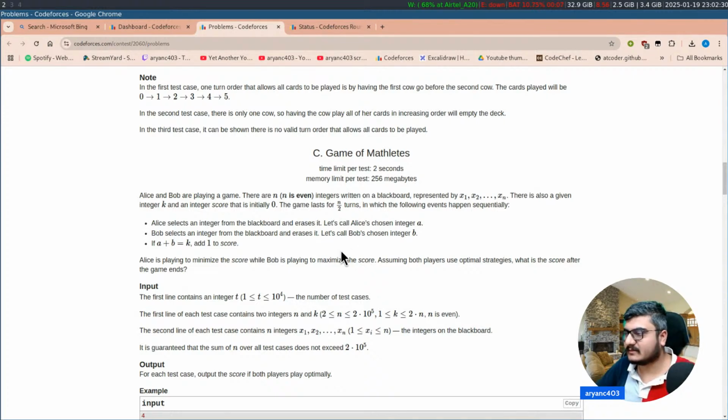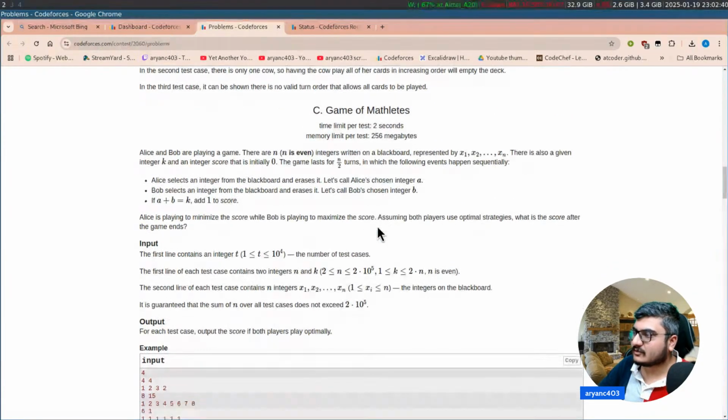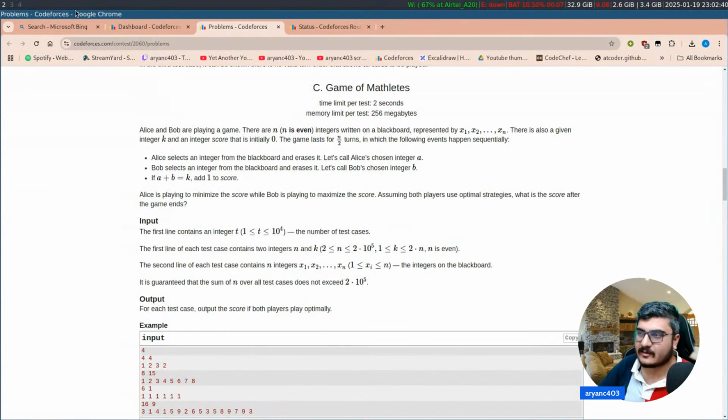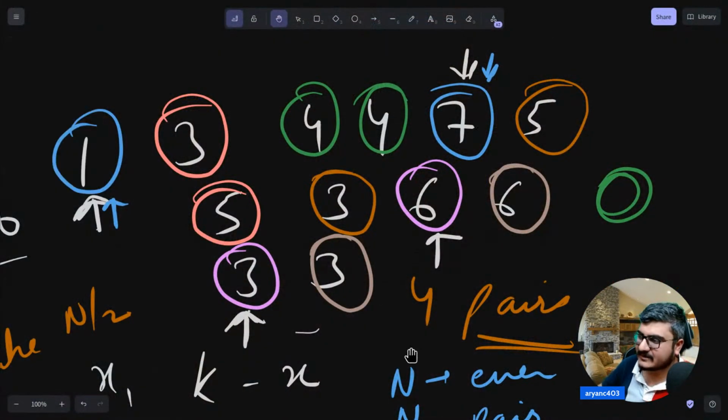Okay. That was the main idea. And I'm not sure why Python is giving TLE here, but you might have to check on it. So this was essentially the idea for this problem. And now the question is, how do we find the maximum number of pairs?